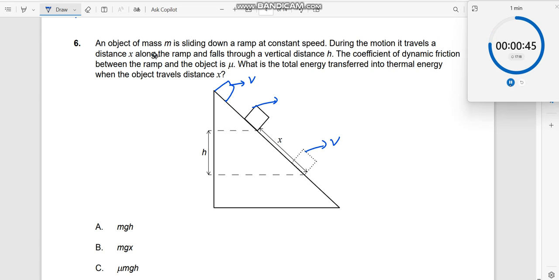During the motion, it travels a distance x along the ramp through a vertical distance h. Okay, h is the distance traveled here. Coefficient of dynamic friction between the ramp and the object is mu. Okay, it's mu here. What's the total energy transferred into thermal energy when the object travels a distance x?